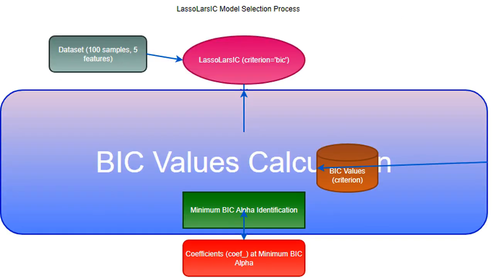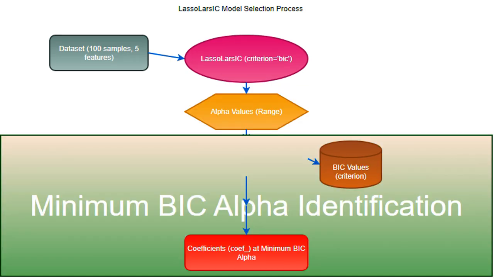I calculate the BIC for various amounts of regularization strength, alpha values. This helps find the sweet spot where the model fits well without being overly complex. Each alpha represents a different level of constraint on my model's coefficients. I find the alpha value associated with the lowest BIC score. This identifies the model that best balances accuracy and simplicity, according to the BIC.